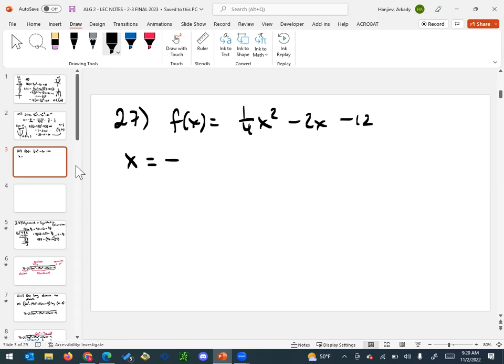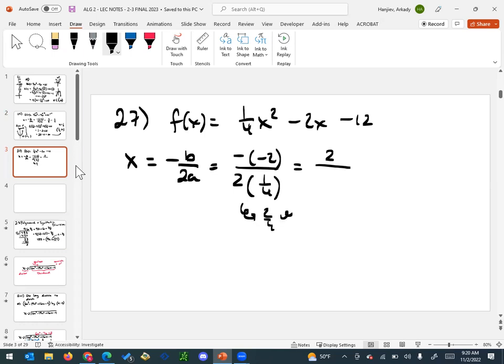So since you guys like that way, negative b over 2a. -(-2) over 2 times 1/4. Oh boy, a fraction and a fraction. So 2 times 1/4, yeah, that's going to be 2/4, and eventually will be 1/2. That's cool. And let me show all the work here.